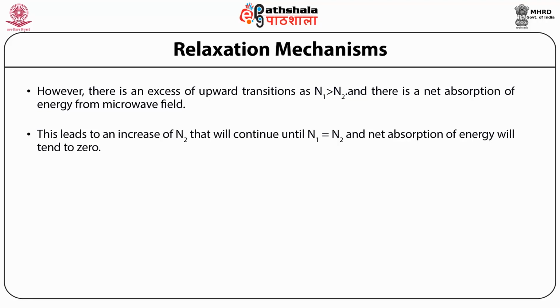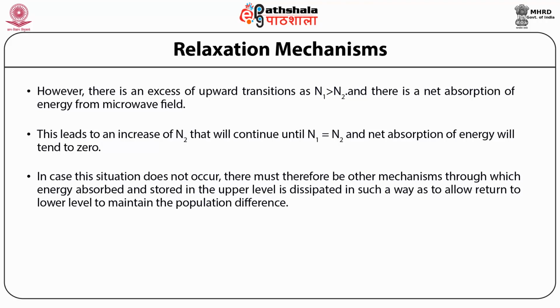This leads to an increase of n2 that will continue until n1 is equal to n2, and net absorption of energy will tend to be zero. In case this situation doesn't occur, there must therefore be other mechanisms through which energy absorbed and stored in the upper level is dissipated in such a way as to allow return to the lower level to maintain the population difference. These mechanisms are called relaxation processes.